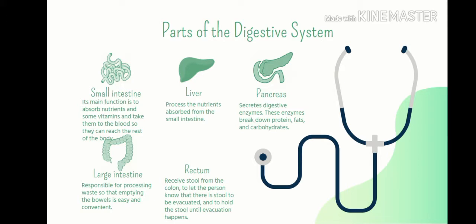And last but not least, we have the rectum. This is the last section of the digestive system, located after the sigmoid colon, 15 centimeters in length. This area is where the feces pass through to be expelled through the anus. The rectum receives stools from the colon to let the person know that there are stools to be evacuated, and holds the stool until evacuation happens.